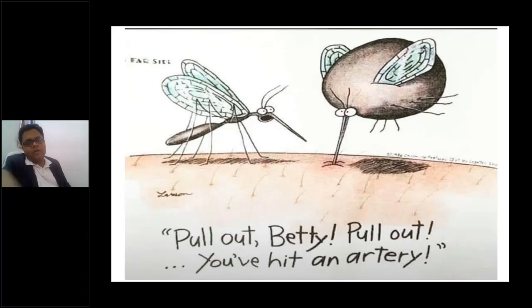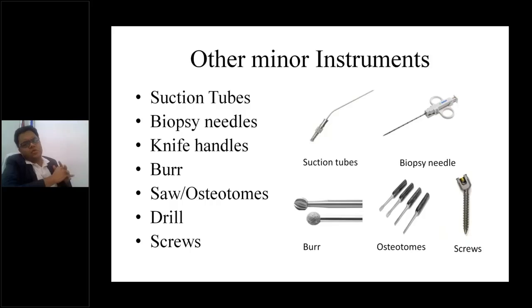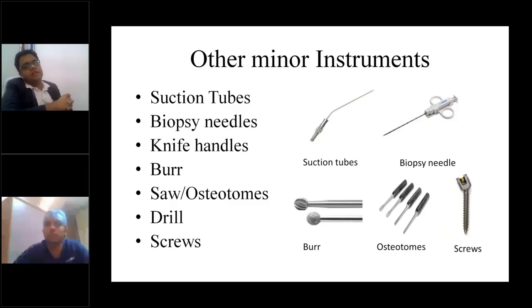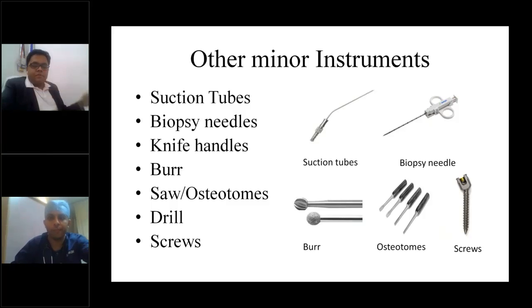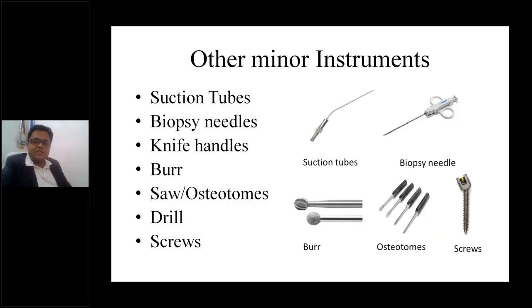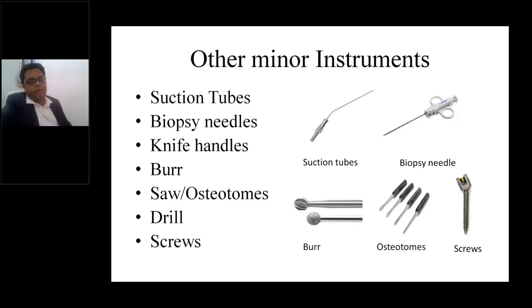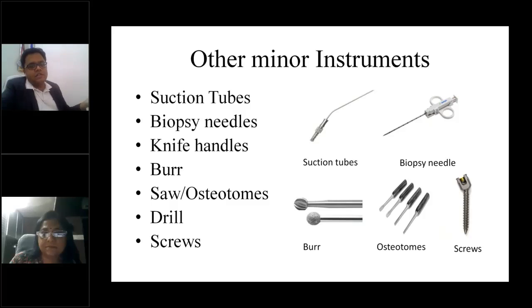So when we talk about it, there are n number of minor instruments that are used both in surgery and in orthopedics. Let it be suction tubes, biopsy needle, knife handles, burr, saw, osteotomes, drill, screws. I will talk in the next 2-3 slides about a few of the instruments which have been shown to fail, but they were on the part of surgeons, and we need to keep this in mind as surgeons, that these things need to be properly dealt with.